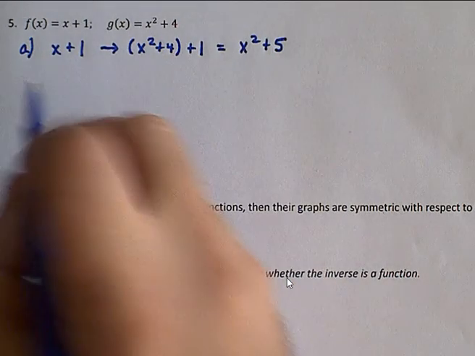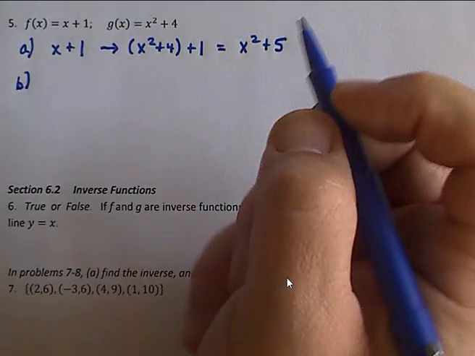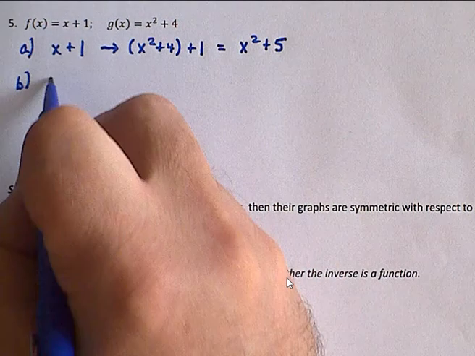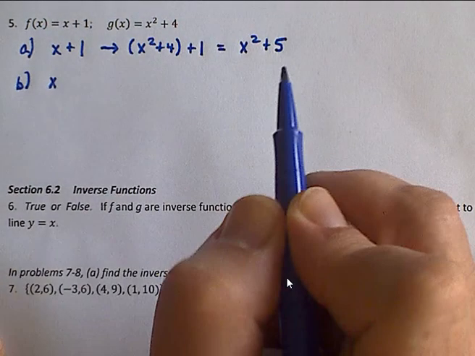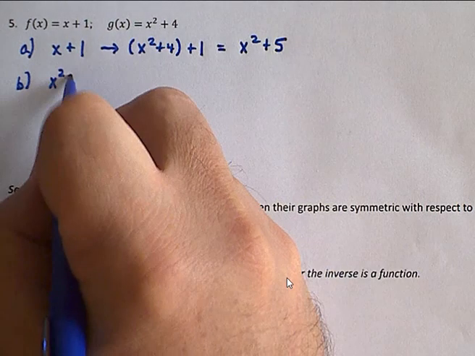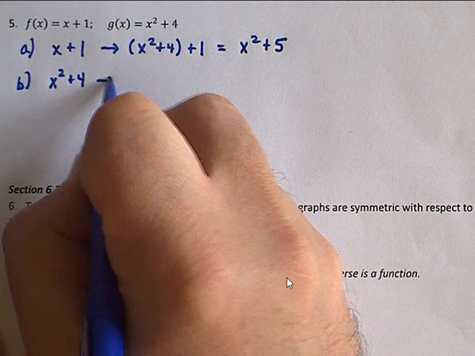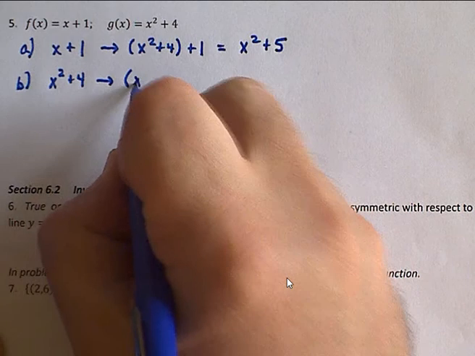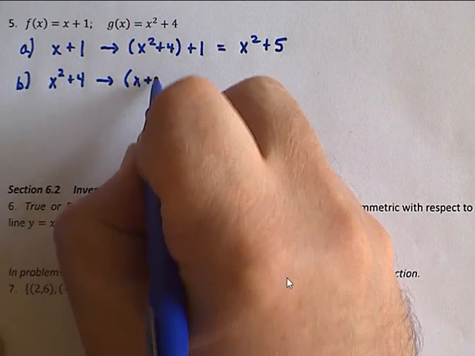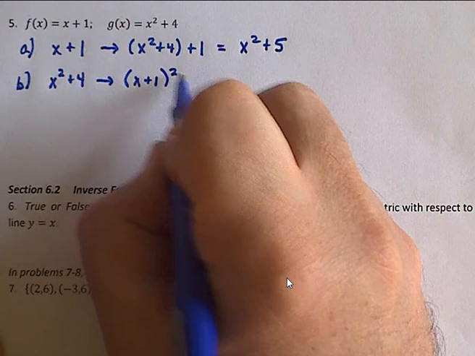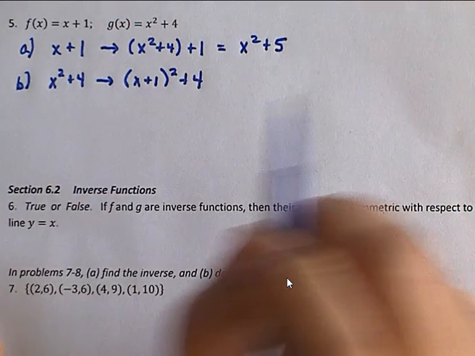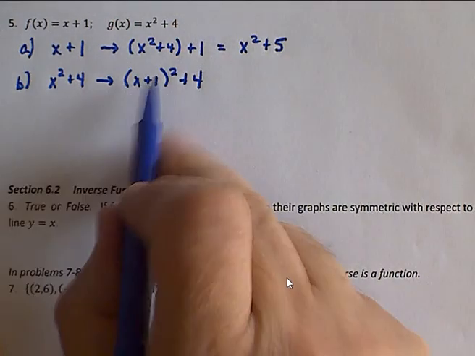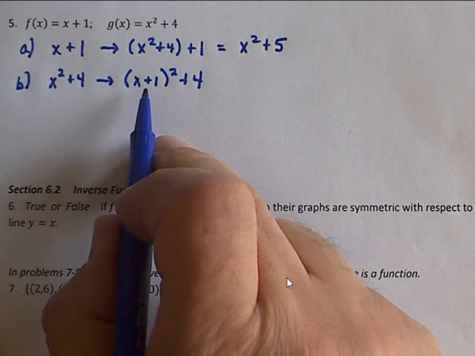Okay, now the next part's going to be a little bit tougher because I'm going to be doing the reverse. I'm going to start with x squared plus 4, and this time I'm plugging in for x. But I'm going to have to square it. So when I plug in x plus 1 squared plus 4, it now looks like this, and what I've got to do to this x plus 1, I've got to take x plus 1 times x plus 1.